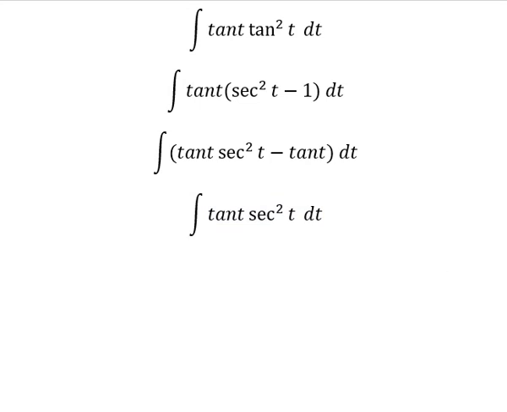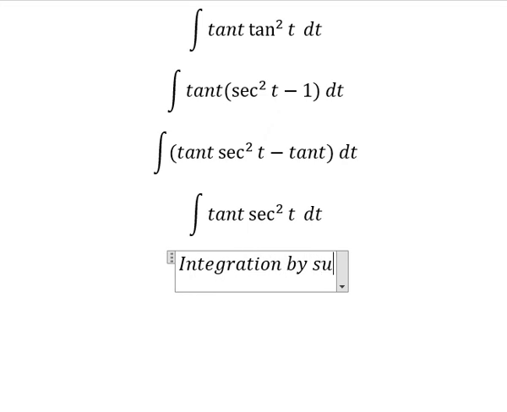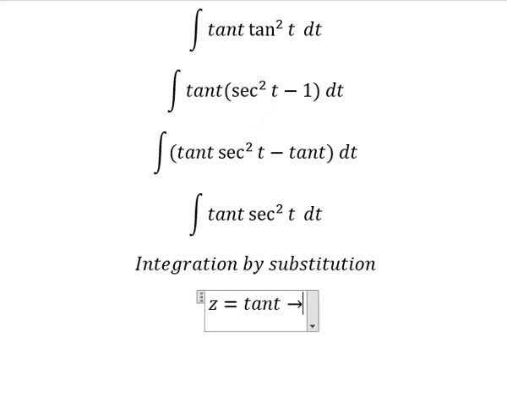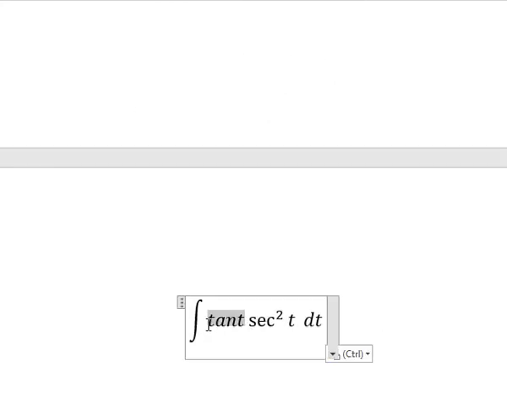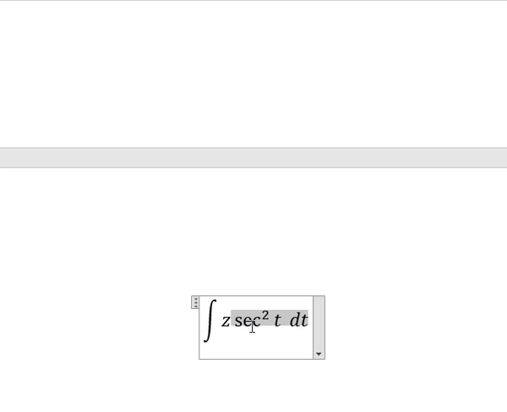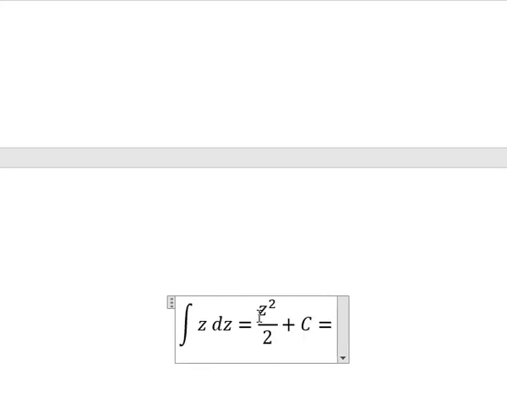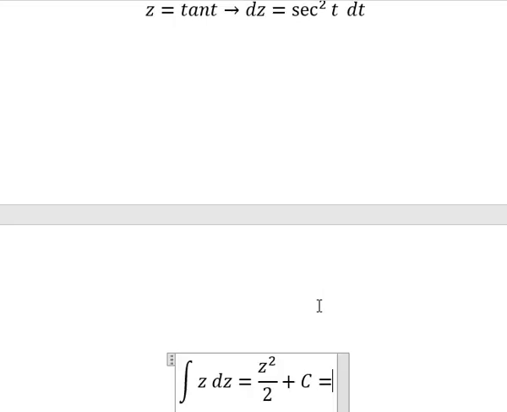We need to use integration by substitution. So I will put z equals tan t. dz, we have secant of t squared dt. So for z we change for tan t. This one we change by dz. The integration of z, you got z squared over 2, and we put c. About z, that's tan t.